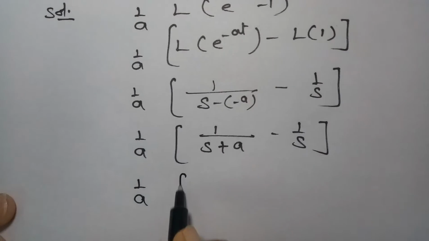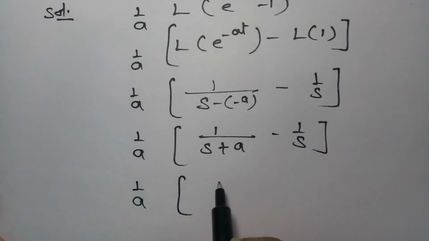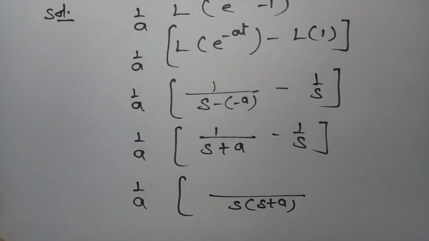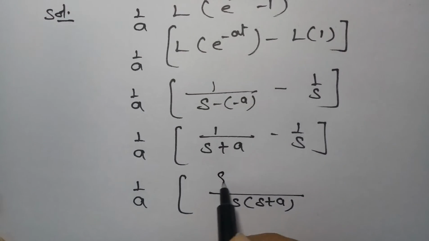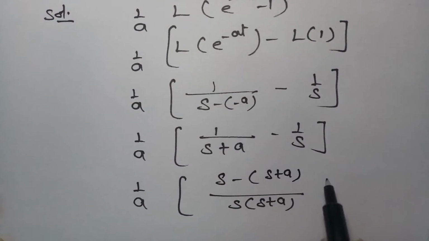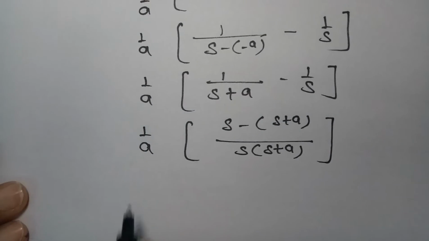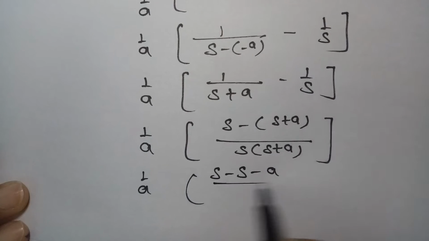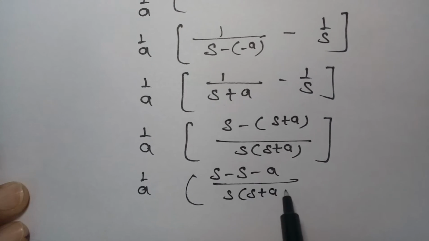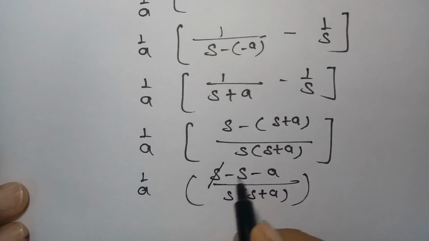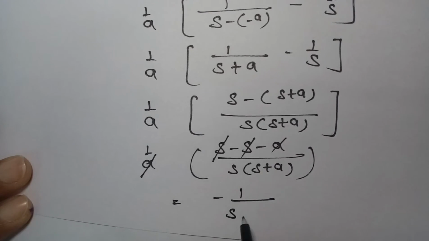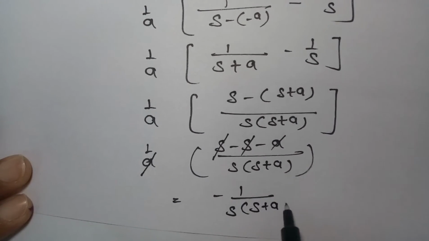So 1 by a if I take as common, so here if I take s into s plus a as LCM, there is a cross multiplication, that is s minus s plus a. So 1 by a times of s minus s minus a by s into s plus a. Minuses pluses got cancelled and a also got cancelled. The answer is minus 1 by s into s plus a.